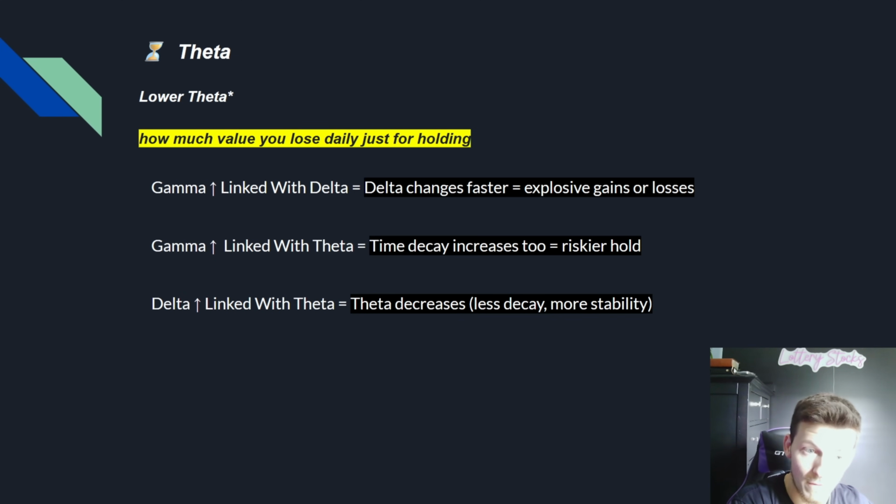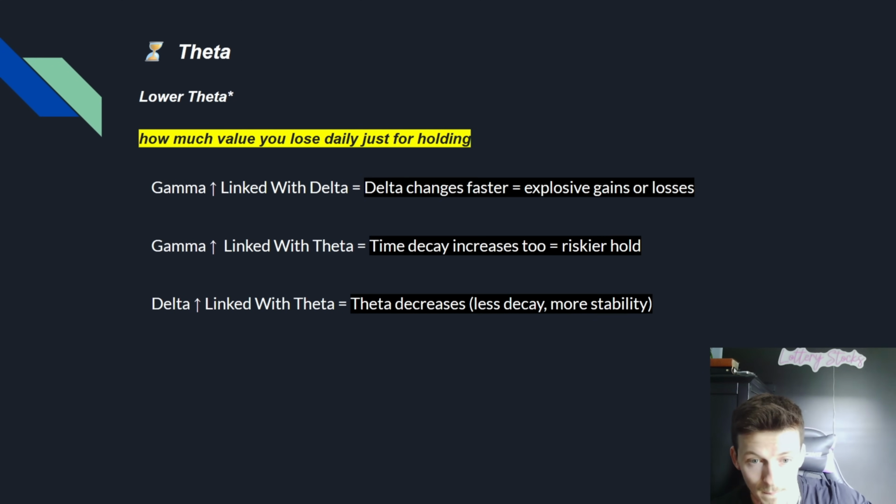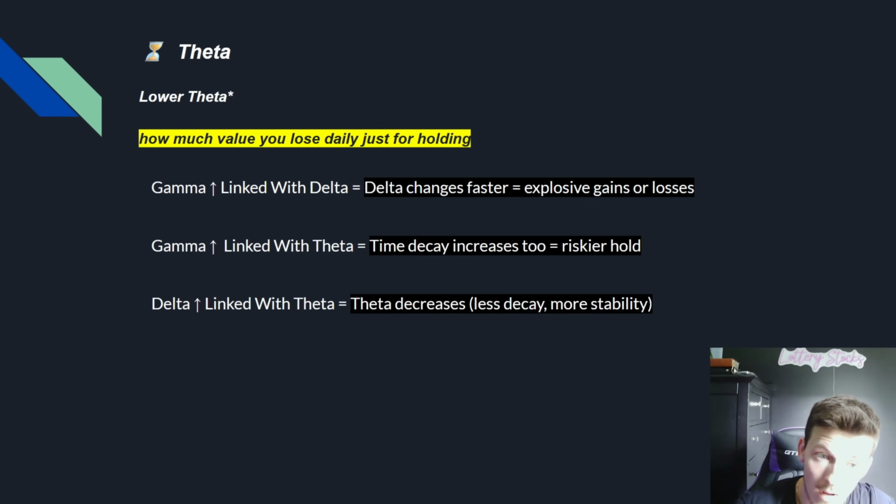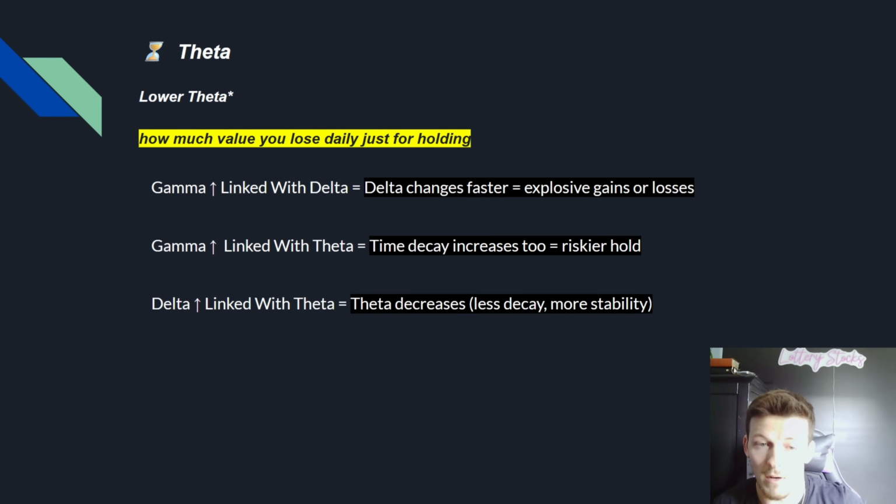Now, if you link high gamma with theta, time decay increases too, which means it's riskier to hold. So if you see something with high gamma and then also high theta, which the gamma is going to affect the delta, and again, stay with me, the reason being delta linked with theta increases the theta. But again, gamma linked with delta increases gains or increases losses as well. So it amplifies things. So each and every one of these hand in hand with each other is going to amplify, yes, in both directions, your gains or your losses.